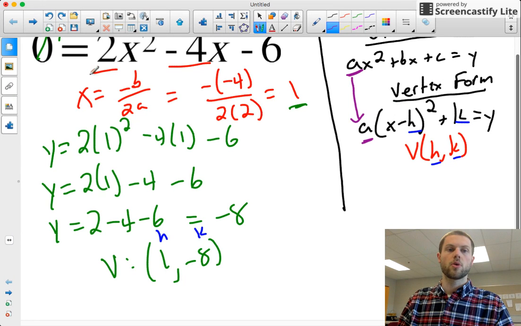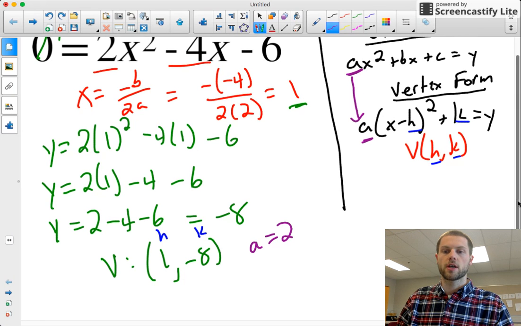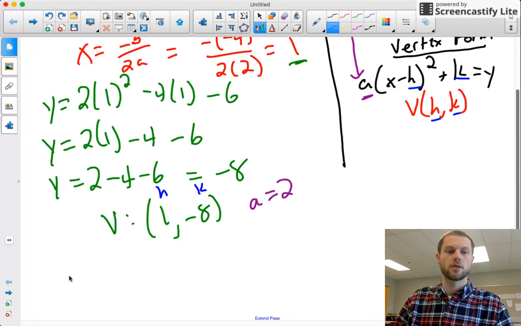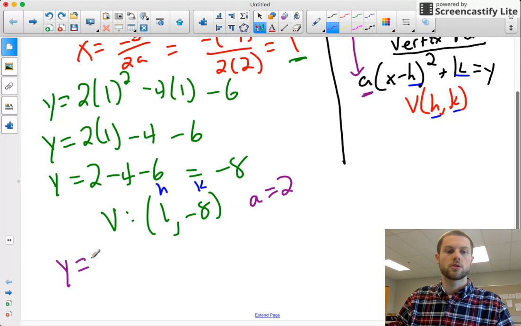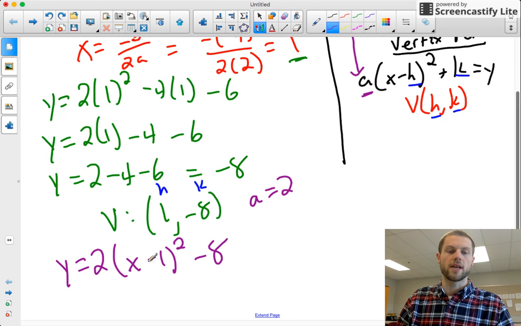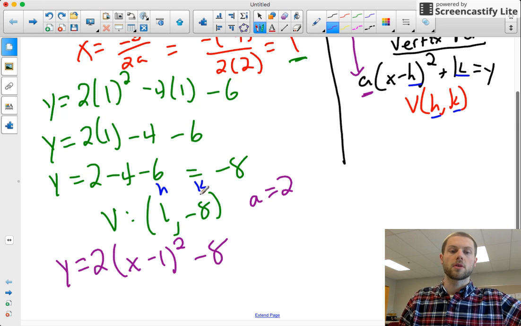So at this point, since I know my a is equal to 2, I can write my vertex form equation as y equals 2 times (x minus 1) squared minus 8. Remember, I'm taking the opposite of my h, and that's what's going on inside of here. And I'm going to keep that k value on the outside.